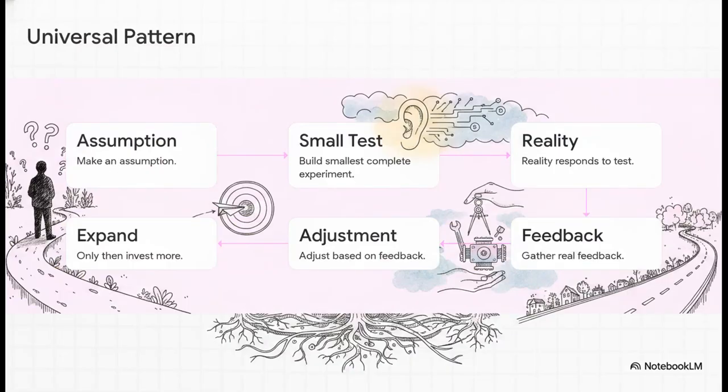When you look right underneath the surface, every tracer bullet essentially follows this minimalist 6-step pattern. First, you make an assumption. Then, step 2, instead of debating that assumption endlessly, you build the absolute smallest complete test. Step 3, reality responds. Step 4, you get your feedback. Step 5, you adjust based on what you just learned. And finally, step 6, only then do you actually expand and invest more time or money.